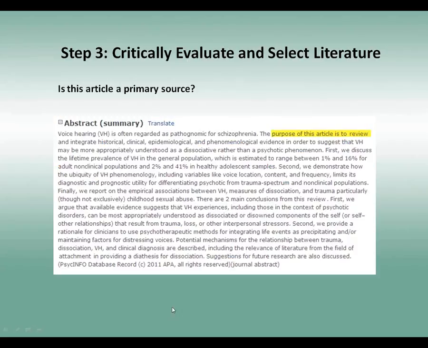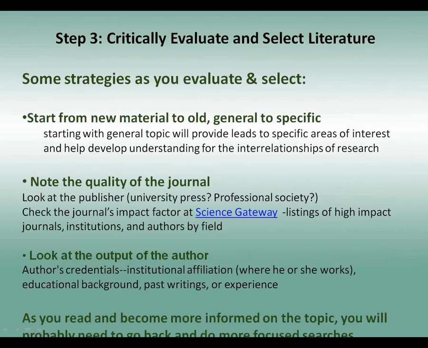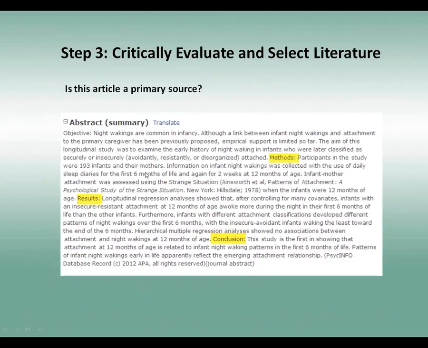Let's go back here. So in this example, we see that it's highlighted over here. The purpose of this article is to review. So this is just a review article, and like I said, kind of like a position paper on the topic. In this one here, we see that it's got a methods section, it's got a results section, it's got a conclusion. It looks like a classified study where 193 infants. And so 193 infants is called a what? A sample.